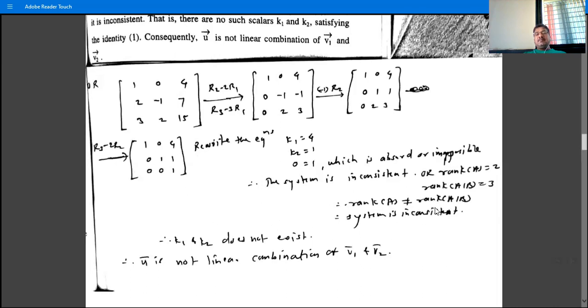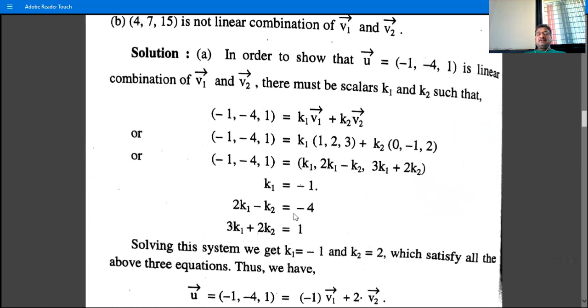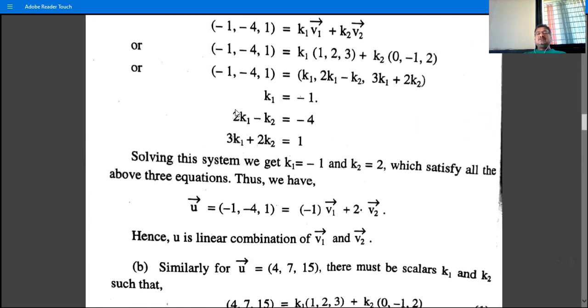And if the rank of A is not equal to the rank of AB, then the system is inconsistent. If we apply the same method to this problem, then the rank of A is 2, the rank of AB is also 2, and the system is consistent. And after rewriting, we have K1 is -1 and K2 is 2.